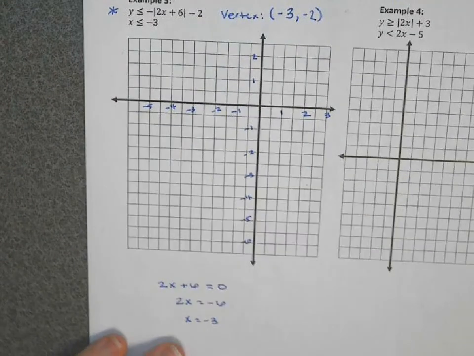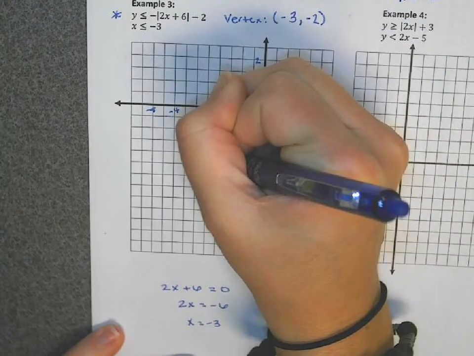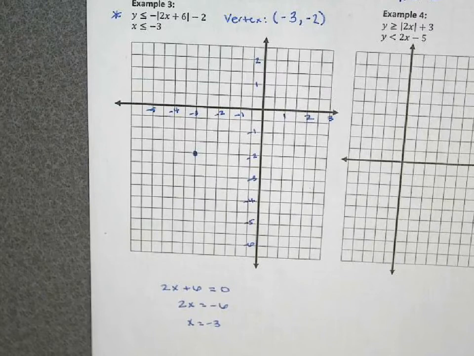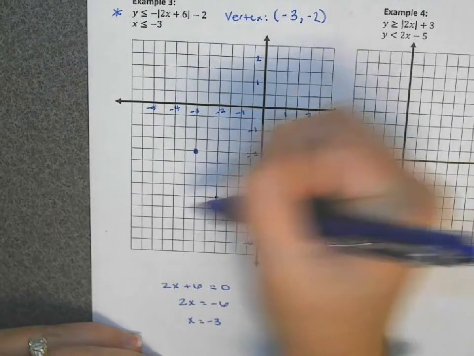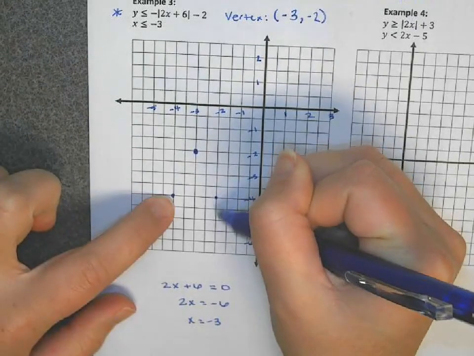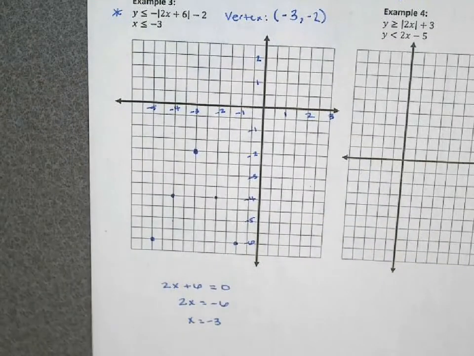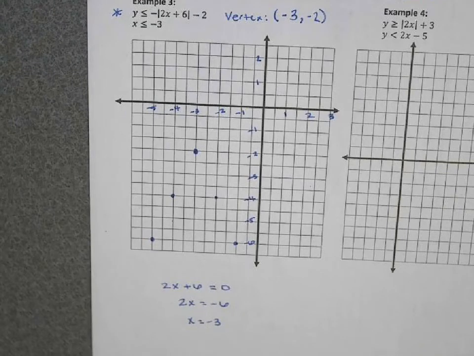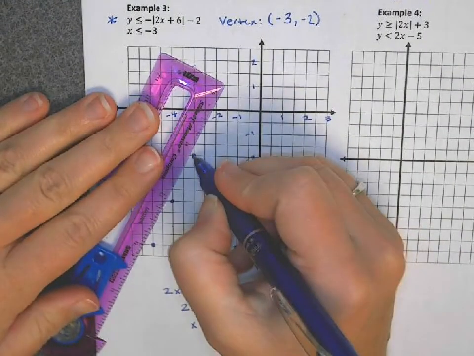And then I'm going to plot that negative 3, comma negative 2. Which is right there. And then my slope, I'm going to go down 2, out 1. Down 2, out 1. Now, this upside down V, is it supposed to be a solid V or a dashed V? Solid, because it's or equal to. So I am going to connect this with a solid line.